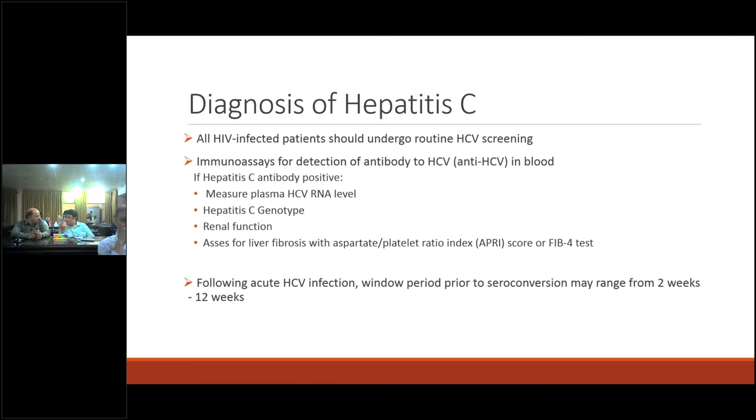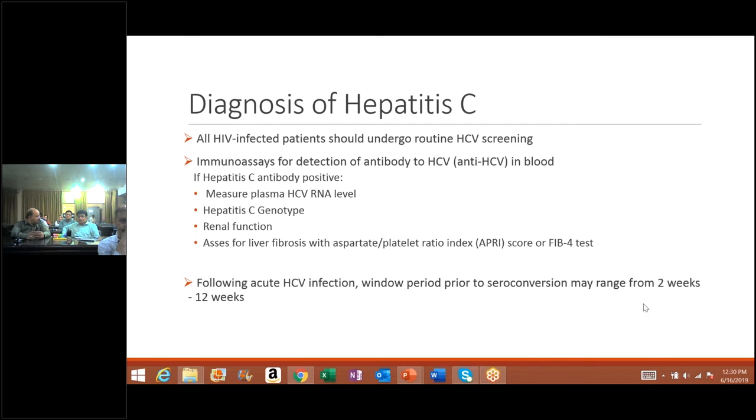How to prevent hepatitis B? So this is the key point. Being that it is a disease that can be prevented, we have a very good vaccine for it. And so all patients with HIV infections who are susceptible to hepatitis B should receive the hepatitis B vaccine.